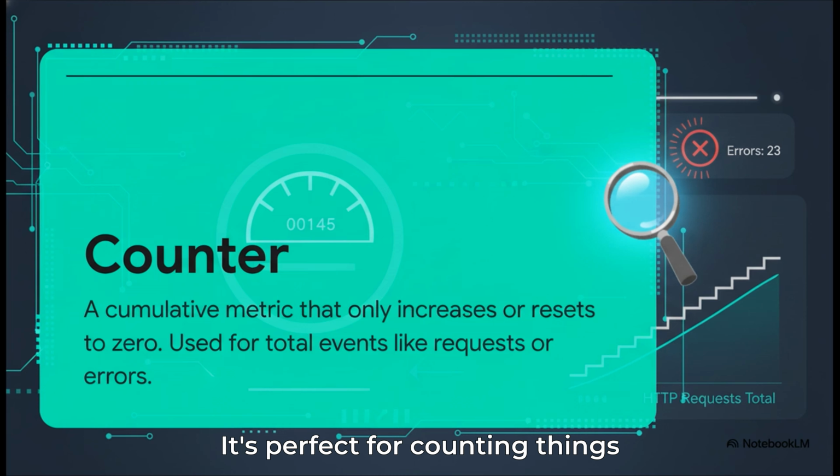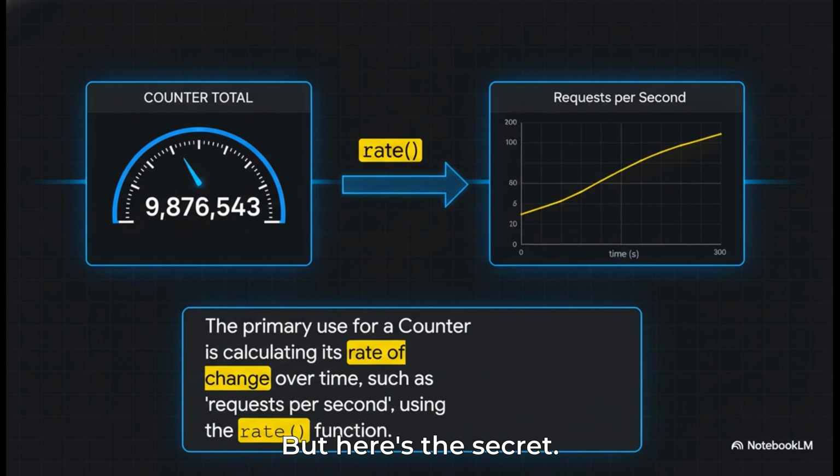It's perfect for counting things that just add up over time, like the total number of website visits or total errors logged. But here's the secret. The total number itself isn't usually that interesting. The real magic of a counter is when you calculate its rate of change. You don't just care that you've served 1 billion requests, you want to know how many requests you're serving per second, right now. And that's exactly what you use counters for.